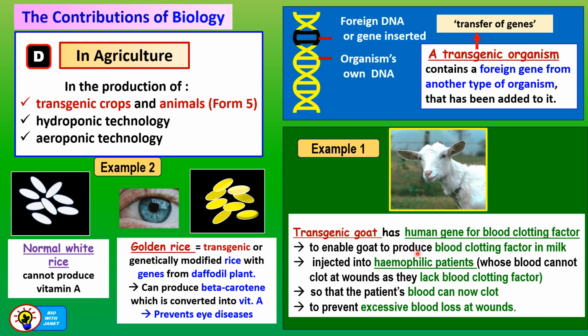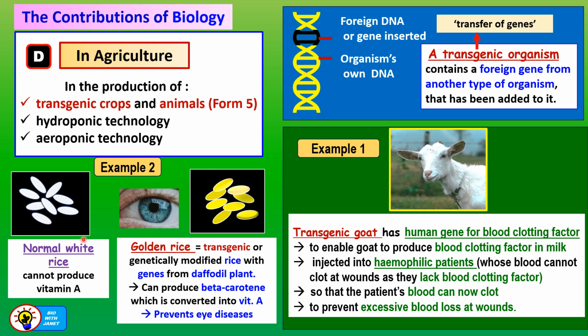This will enable the goat to produce the blood clotting factor in its milk. Then this blood clotting factor can be injected into hemophilic patients whose blood cannot clot at wounds because they lack blood clotting factor. Hemophilic patients have the human gene, but it's a defective gene for blood clotting factor. So they don't produce a normal blood clotting factor, and their blood cannot clot. So if they get a cut, they will bleed excessively because there's no blood clotting. But they can be injected with this blood clotting factor from the milk of the transgenic goat, so that their blood can now clot, right? And this will prevent excessive blood loss at the wounds. So you will study this in Form 5 next year.